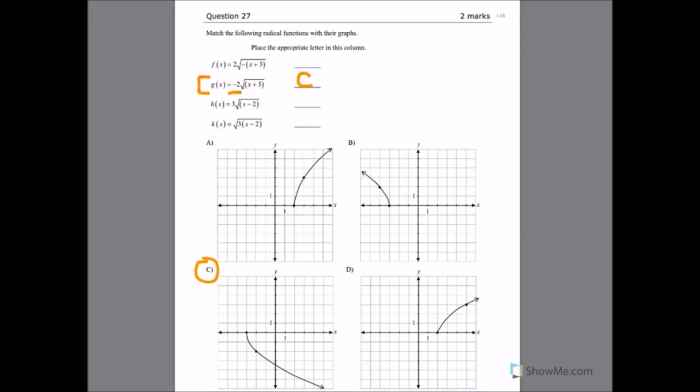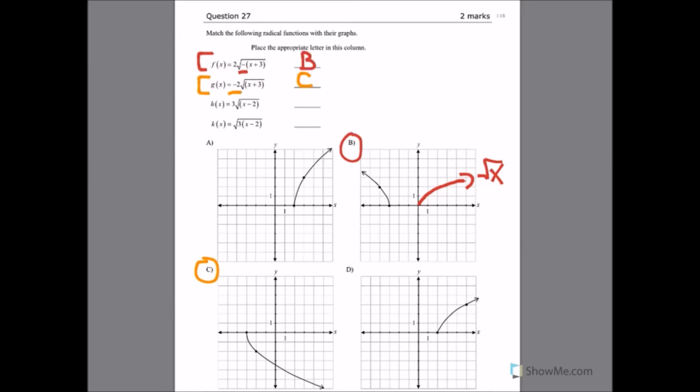Next one I would look at is probably f of x, for the reason that there's a negative inside the square root, which means it's flipped in the y-axis, so it's going to be on the left side of the y-axis compared to the regular root x, which looks like that. So if it's flipped in the y-axis, it's going to be B.